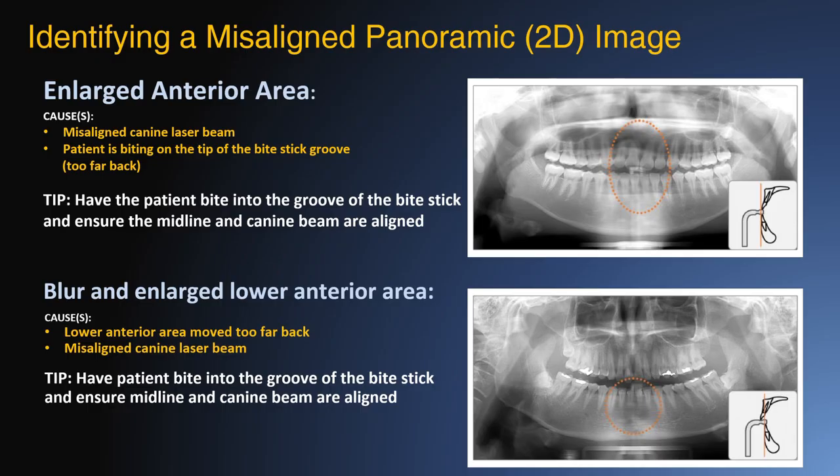Blurry and enlarged lower anterior area. The causes of this are the patient's lower anterior area is moved too far back. The misaligned canine beam is also not positioned correctly. To fix this issue, have the patient bite into the groove of the bite stick and ensure midline and canine beam are aligned.